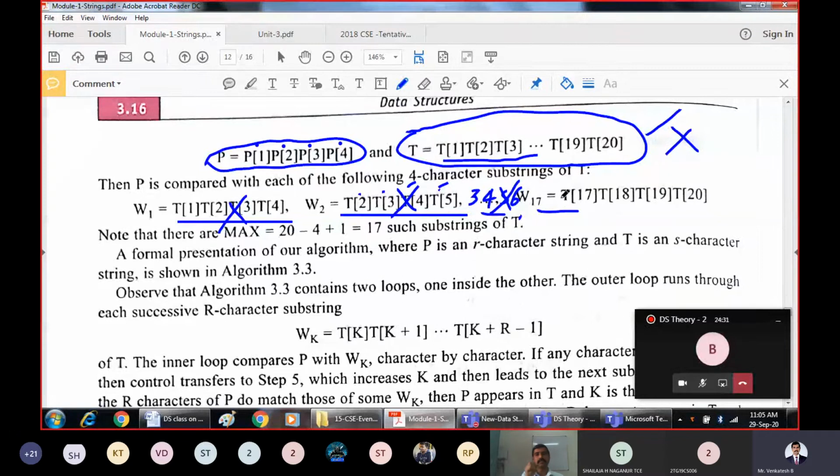Sequentially, we compare the characters from the left side to the right side of the string. That is a sample comparison. If even after doing all the comparisons the pattern is not found at the end, then we say the given pattern is not present in the main string.